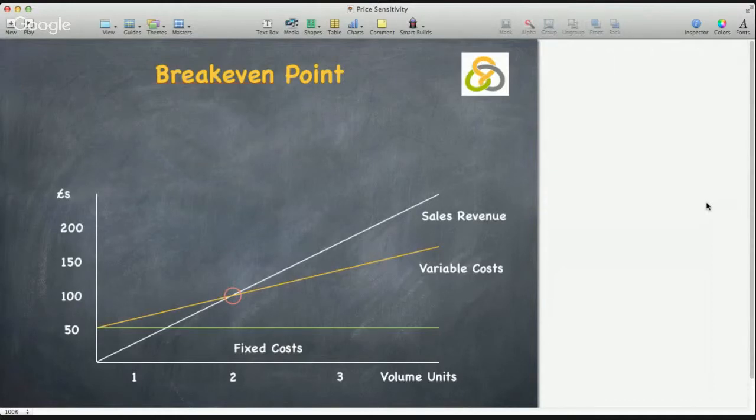In this example, the point at which you cover your fixed cost is at £50, but to break even, you need to sell 2 units at £100, as the variable costs are £25 per item. If you increase the selling price and the variable costs at £25 per item remains constant, then the gross profit margin increases, as you can see in this model.